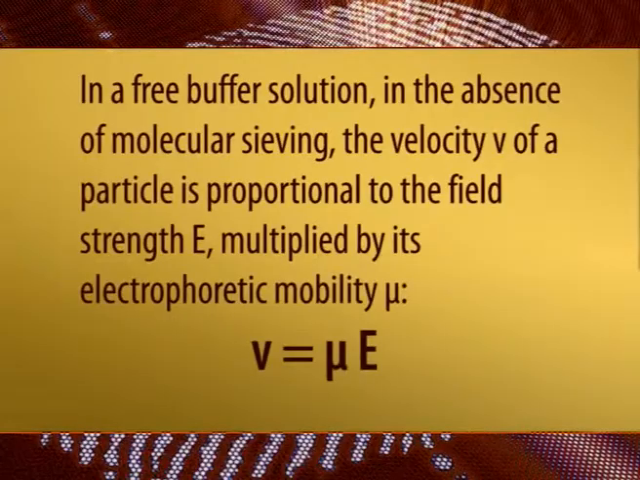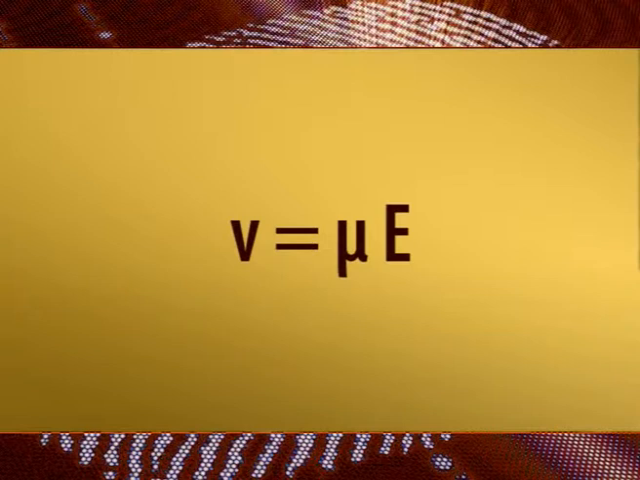Overall, actual movement of the molecules increases with increased time, since the movement is defined as the rate of migration. In a free buffer solution, in the absence of molecular sieving, the velocity v of a particle is proportional to the field strength E multiplied by its electrophoretic mobility mu. V is the product of mu and E, the field strength. The velocity v and the field strength E both are vectors, while the mobility mu is a scalar, being positive for cations and negative for anions.